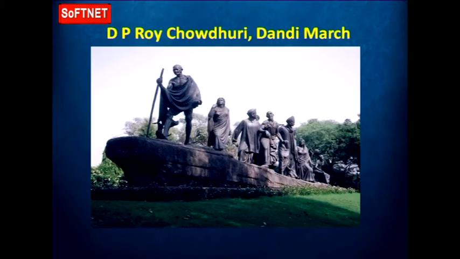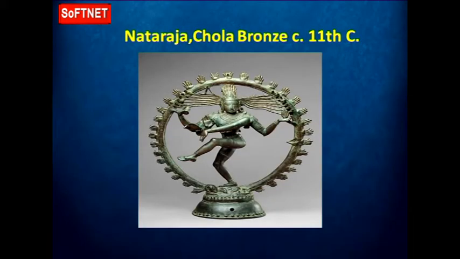But this is an example of bronze casting, and Devi Prasad Roy Chowdhury cast the figures separately and then joined them later. This is a traditional example. This is Nataraja again, from Chola, from Tamil Nadu. It's called the Chola bronze Nataraja, right?